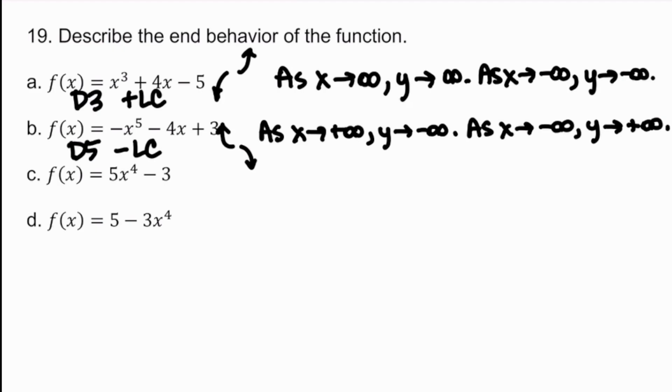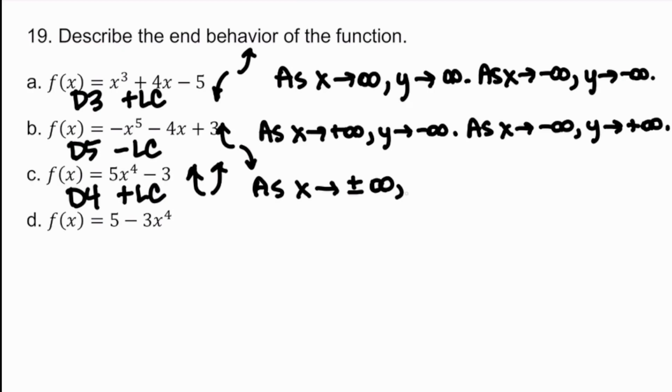And for C, we've got an even degree, degree 4, positive leading coefficient, coefficient 5, so positive leading coefficient. It's going to look, in some ways, like y equals x squared. Both of the arms are going to go up. So we'll say as x approaches positive or negative infinity, y is going to go to positive infinity.